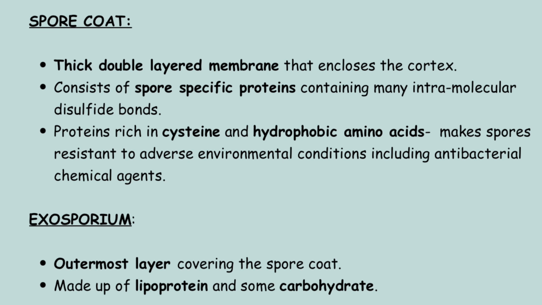Spore coat. It is a thick double-layered membrane that encloses the cortex, which means there is an inner spore coat and an outer spore coat. It consists of spore-specific proteins. These are keratin-like proteins and contain many intramolecular disulfide bonds. These proteins are rich in cysteine and hydrophobic amino acids. Due to the presence of these amino acids, the spores are resistant to adverse environmental conditions including antibacterial chemical agents.